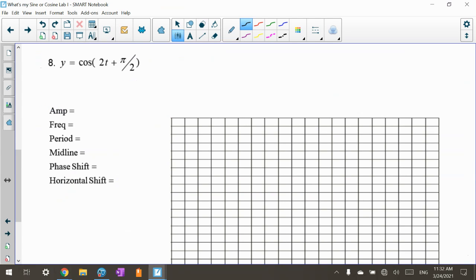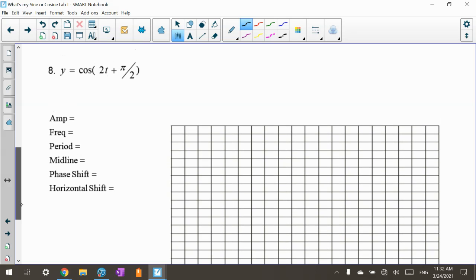Okay, this is for pre-calculus, and I'm still working on sine and cosine lab 1. We're going to start doing graphs with horizontal shifts. We have been doing vertical shifts because that's what your midline is, but now we're going to actually go through and do all this. So I'm going to do the stuff that you know.